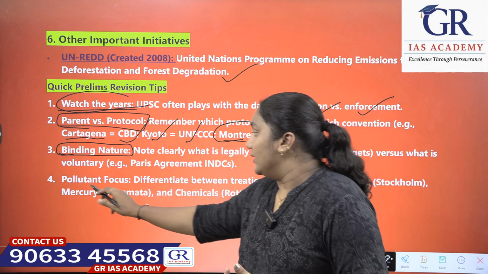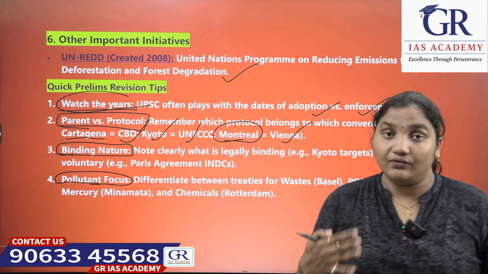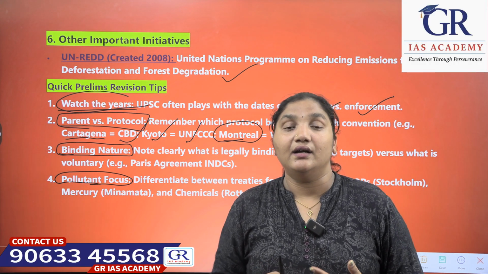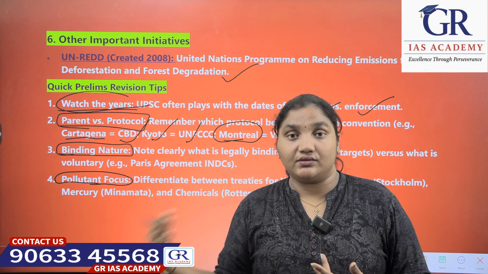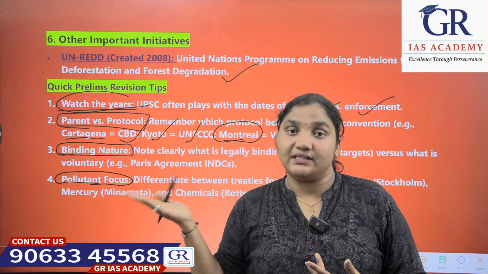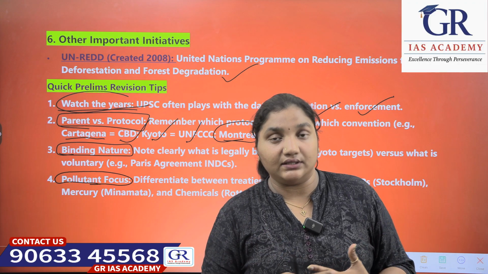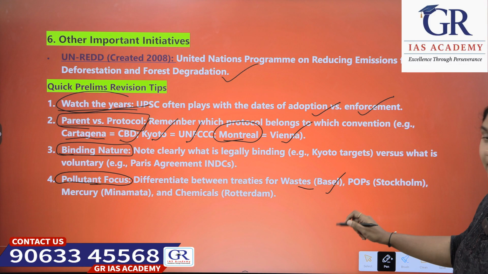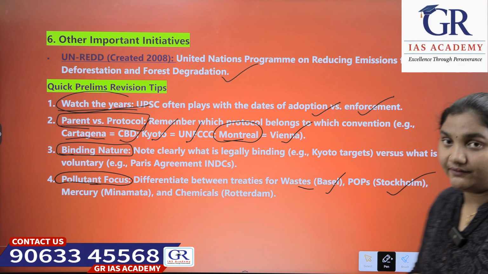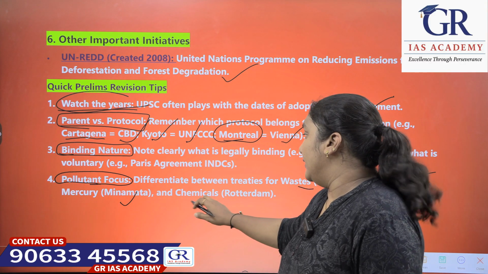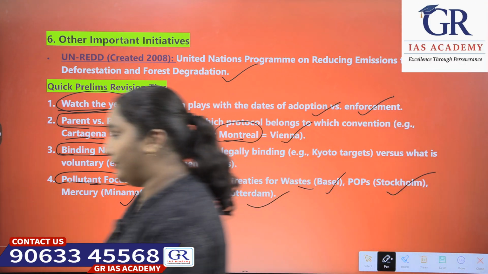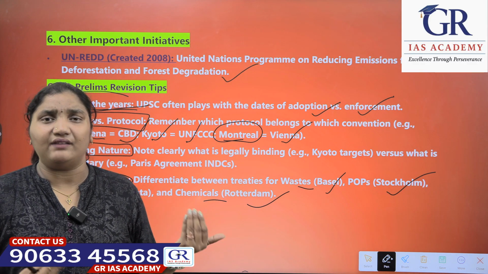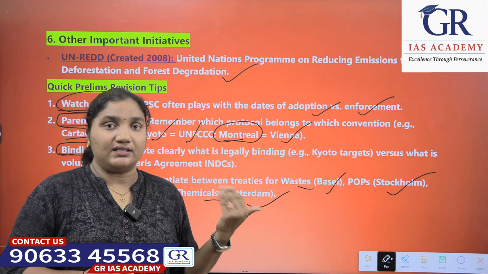Next, see the pollutant focus, and focus mainly on it. For example, the Minamata Convention is there to protect humans and the environment from mercury. Like that, remember wastes for the Basel Convention, POPs for the Stockholm Convention, mercury for Minamata, and chemicals for the Rotterdam Convention. This is very helpful for the prelims in environment, where we have direct questions and statement based questions.